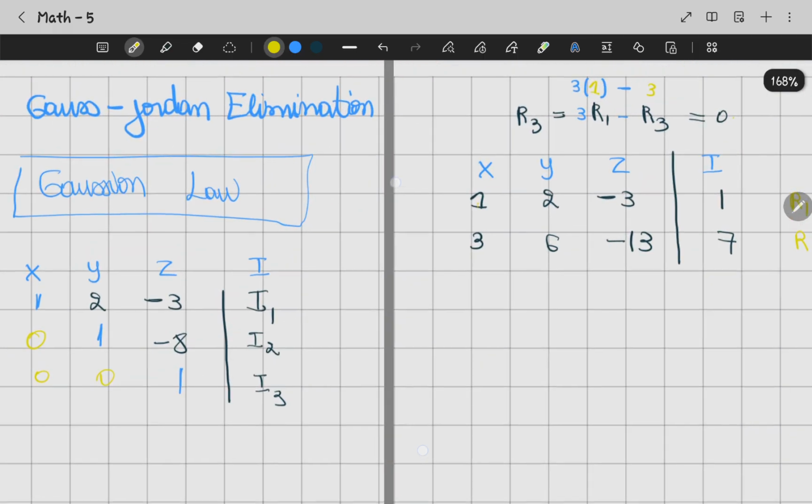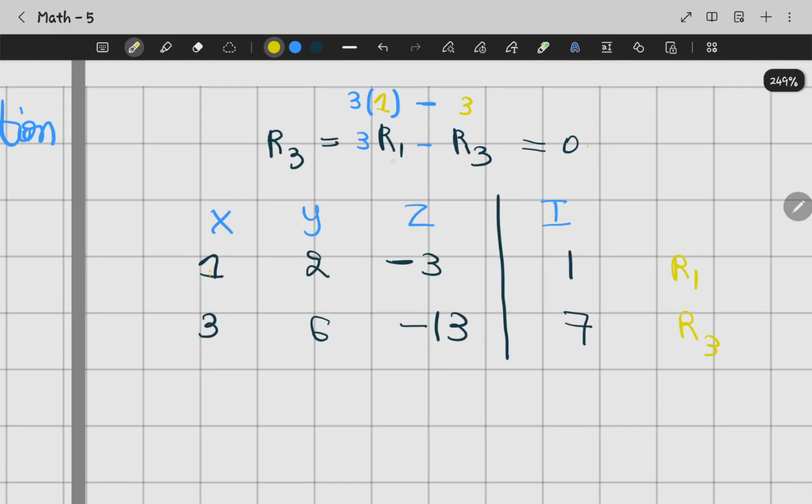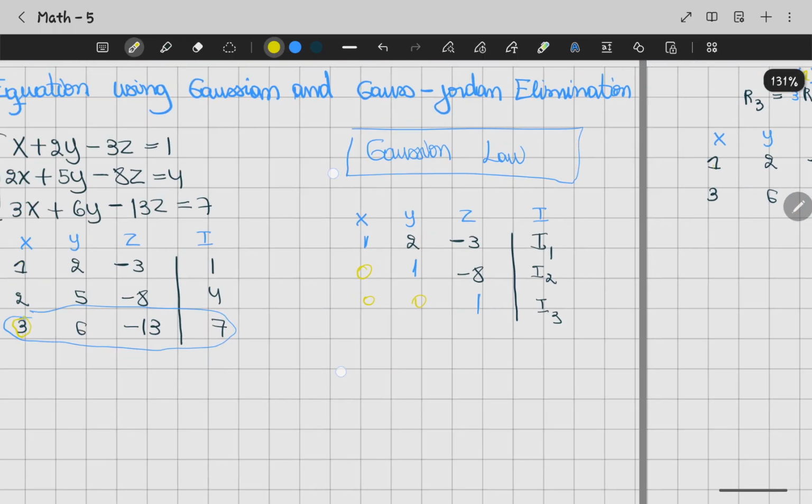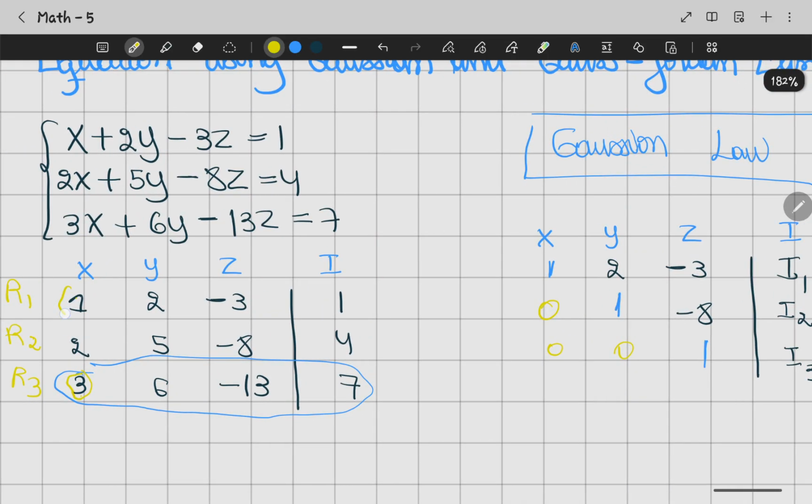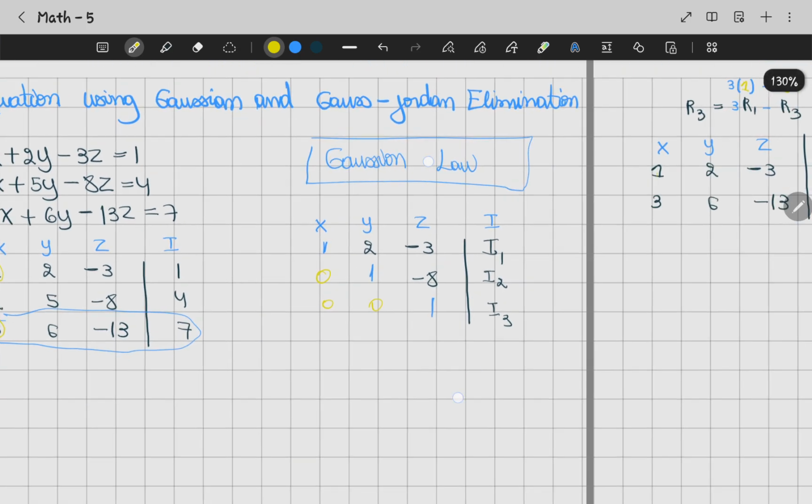So that's what you see here. That's why you see we have 1. If you come back to this side, you can see we have 1 here. So it's going to be 3 and 1. In what way are we going to turn them into 0? We turn R3 into 0. So that's what you see here.